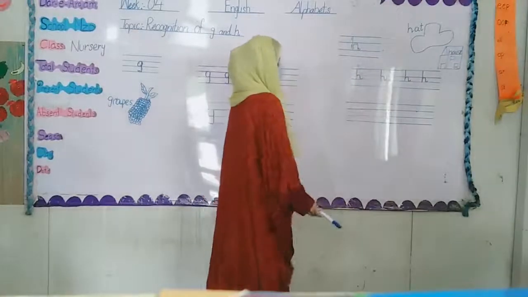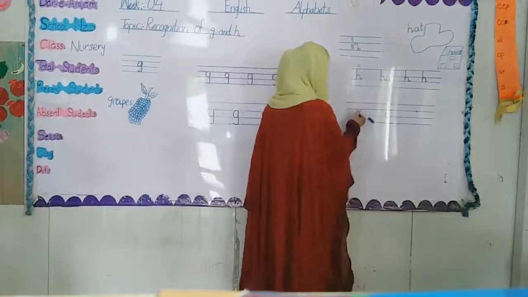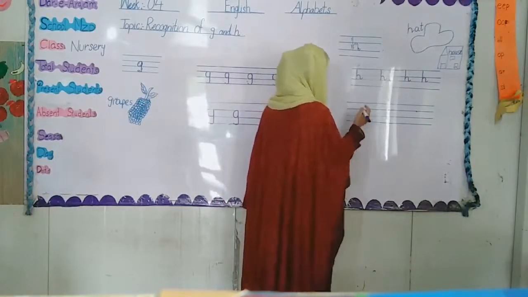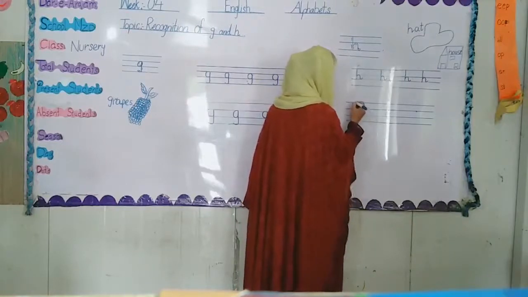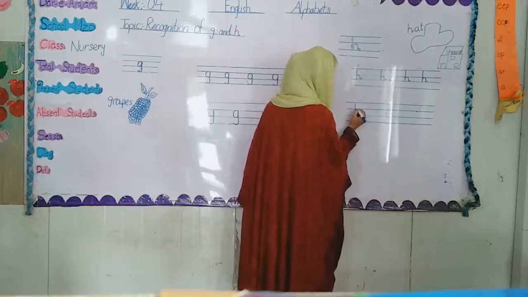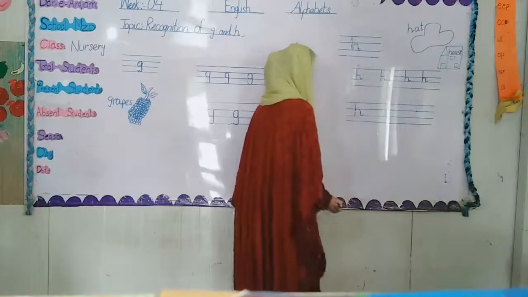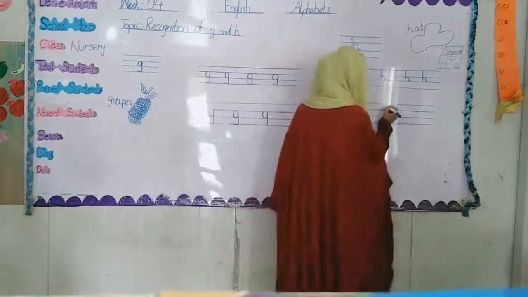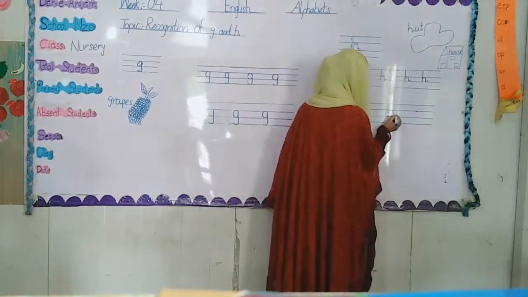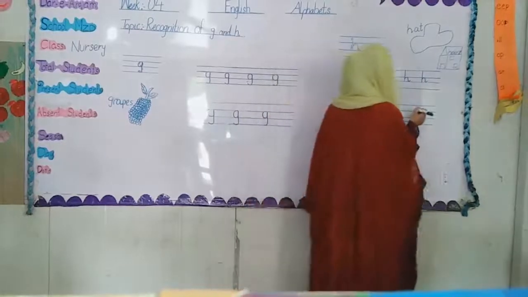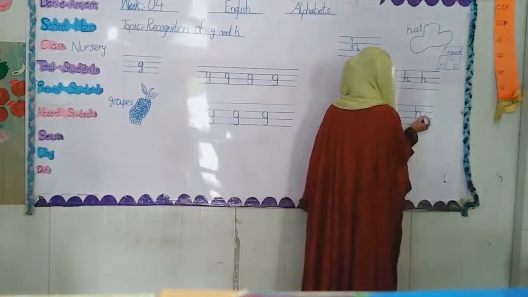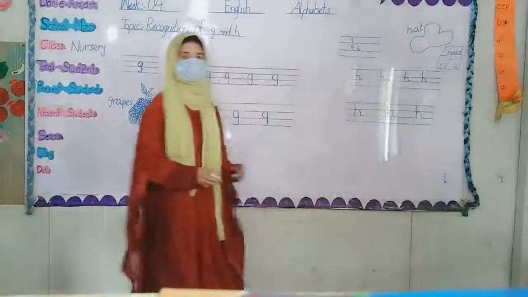It's H. Now, dear student, we are going to write the small alphabet H in these lines. Again, start from the upper point, make a straight line, then curve. It's H. Again, move downward, then upward and make a curve. It's H. Again, move downward, then make a curve. It becomes H.